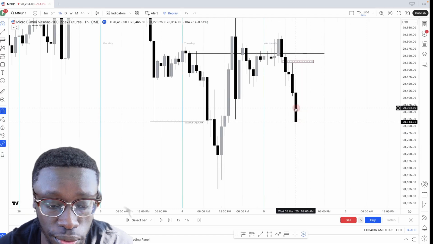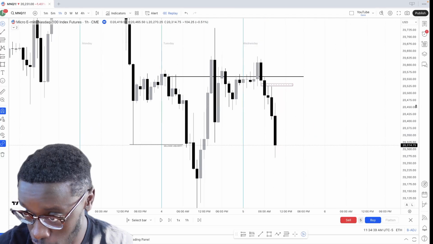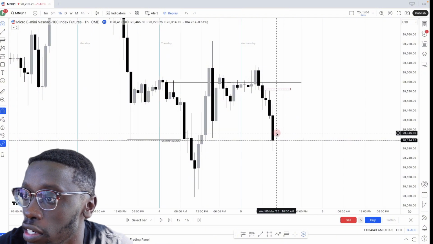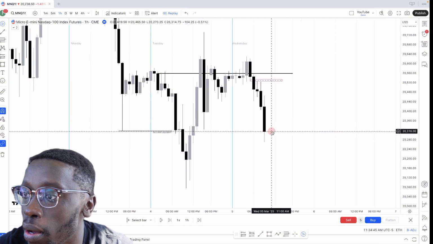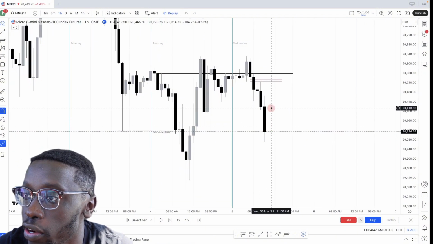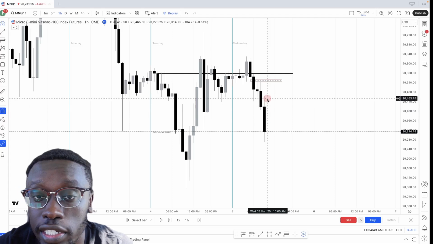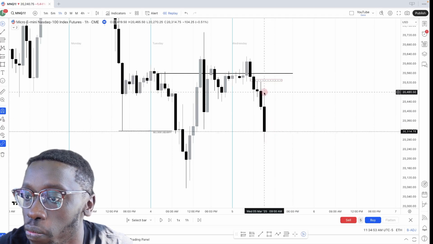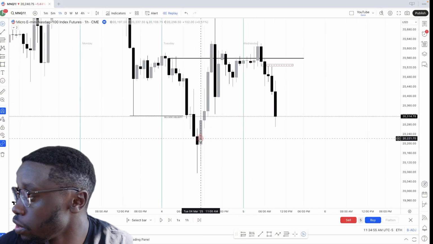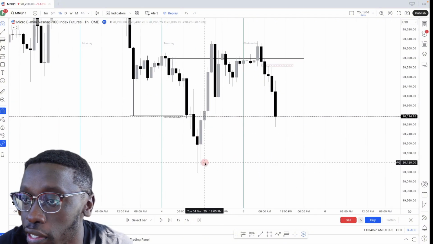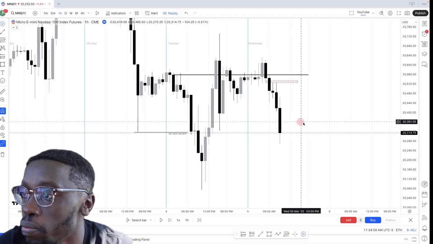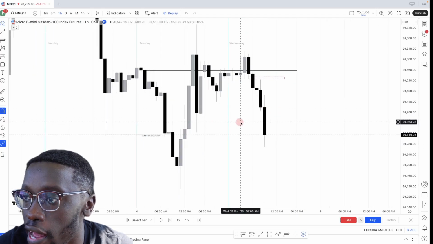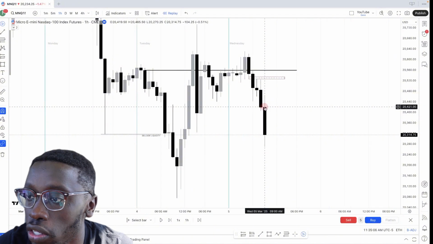If you don't know what the PO3 is, I'll explain it quickly. The PO3 is essentially the power of 3. It's a concept that essentially allows you to see where a candle opens, where it trades higher, where it trades lower, and where it closes, or vice versa if it's a bullish candle, where it opens, where it trades lower, where it trades higher, and then it closes. So every single candle is always going to have that on it. It's going to always have an open, a high, a low, and a close.